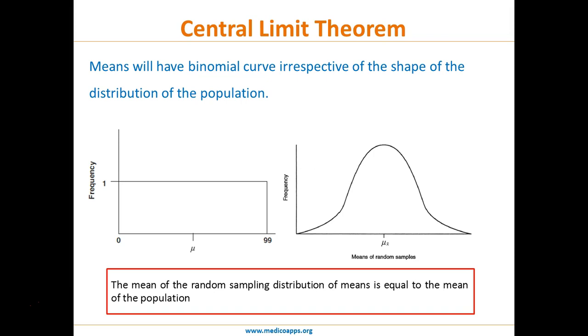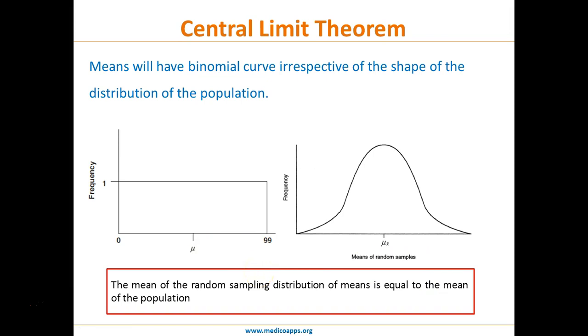So this is what exactly. The most important part is that the mean of the random sampling distribution of the mean is equal to the mean of the population. So if you have a random distribution, the mean of this curve is equal to the mean of this curve. So even if you don't know the mean of this curve, if you have got a mean of random samples and you know the mean of that, you can be very sure that this mean and this mean are the same.